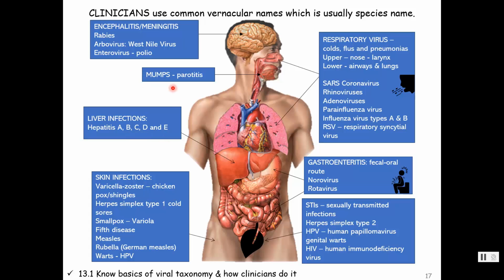Mumps is a disease you may have heard about. It is caused by a virus of the salivary glands. So it infects the parotid salivary gland and causes inflammation. And then lastly, up here, encephalitis, so affecting the central nervous system. We've talked about meningitis. These are viruses that affect the central nervous system.